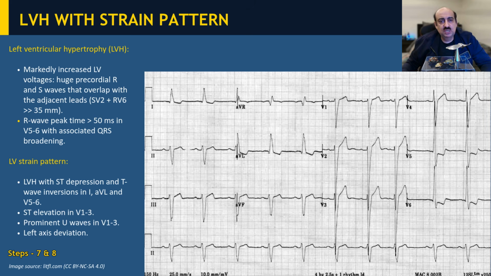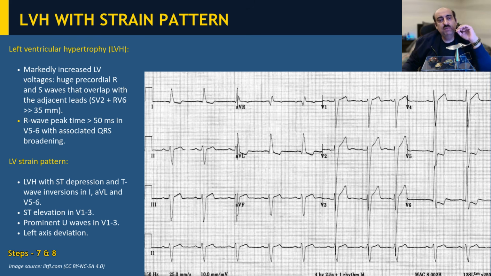S in V2, if it's more than 35 millimeters, in some criteria they say more than 37, but if it's more than 35 millimeters, like more than 7 large squares, that would indicate left ventricular hypertrophy, as in this case.